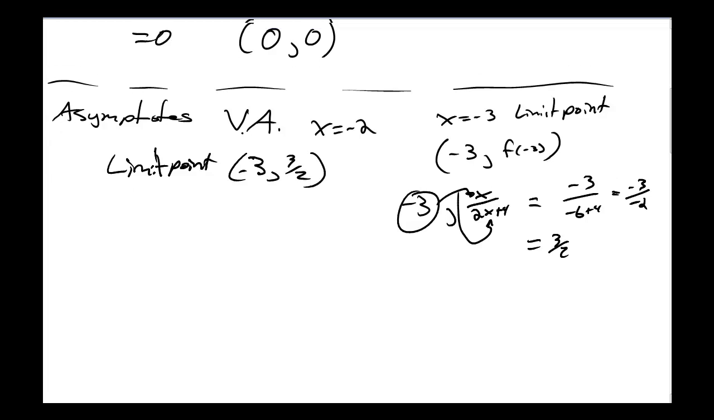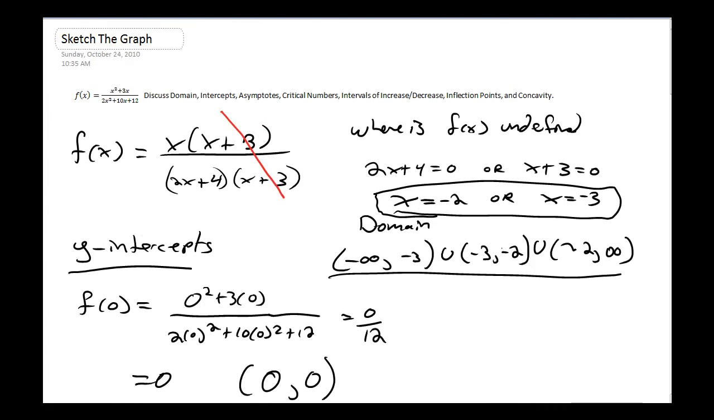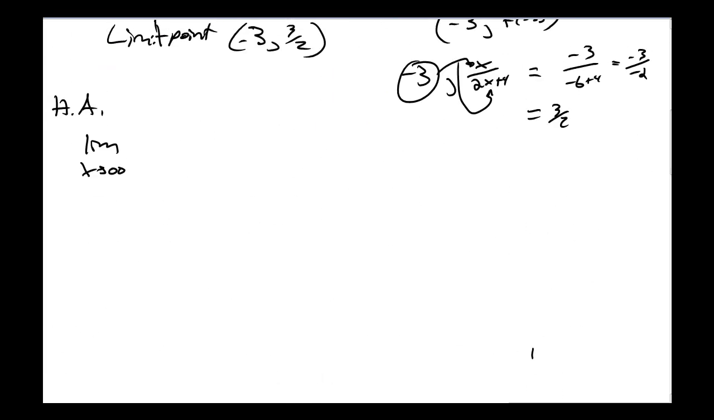So I have a limit point, I have a vertical asymptote, and now I want to talk about a horizontal asymptote. Horizontal asymptotes happen when the limit of x goes off to infinity. I'm going to plug this back into the original equation, x squared plus 3x over 2x squared plus 10x plus 12.